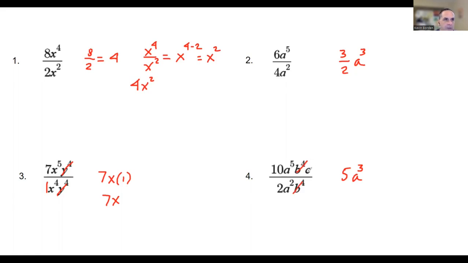And here's a situation we haven't run into so far in these problems. We just have the variable c, and it's on the top of our fraction. We're not dividing it by anything. There's no c on the bottom, so that will just carry through to our answer. There's nothing we can do with that c. So our answer to this problem becomes 5 times a to the 3rd power times c.